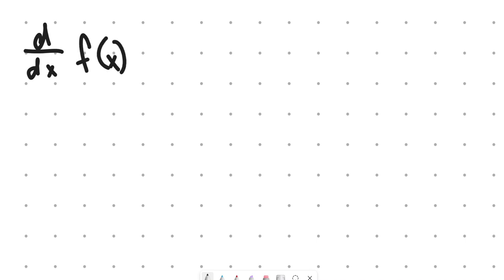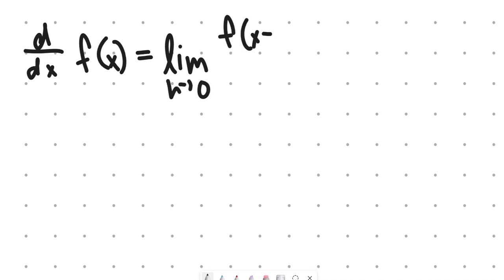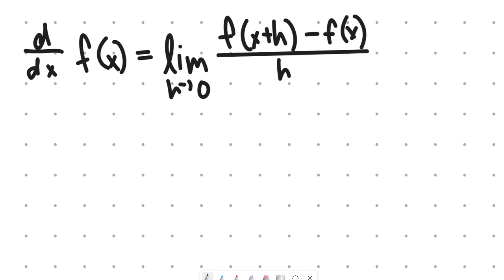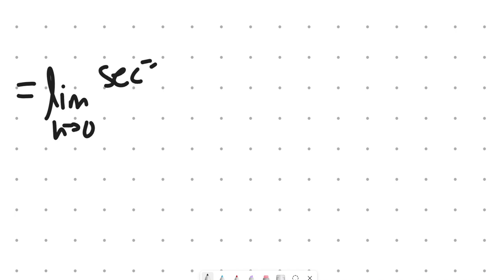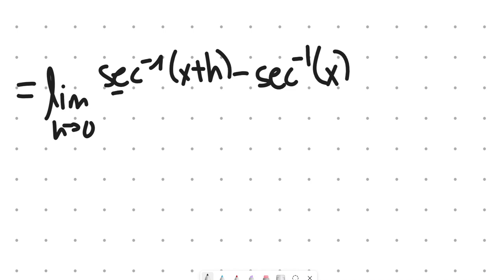Now, before we dive right in, we have to take in consideration the definition of a derivative of f of x. So the derivative of any function f of x is equal to the limit as h approaches 0 of the function with x plus h as an input minus the function f of x all over h. So since our function is inverse secant of x, we're just going to plug that in. So it will become our limit as h approaches 0 of the inverse secant of x plus h minus the inverse secant of x all over h.